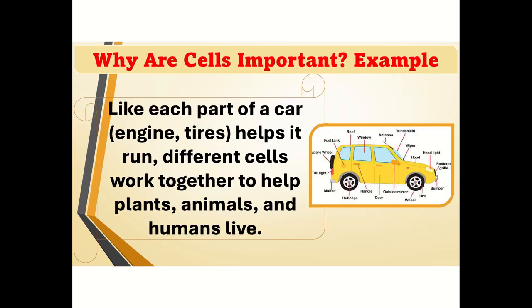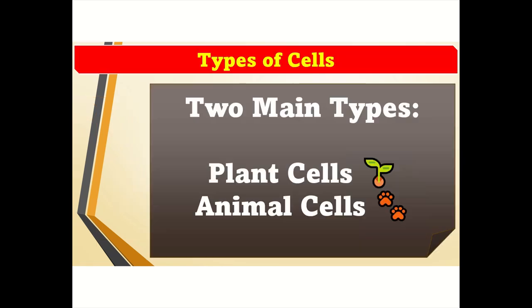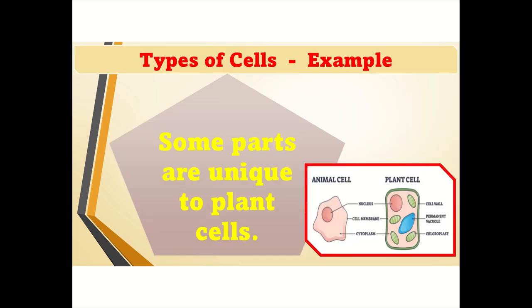Why are cells important? Example, like each part of a car, engine, tires, helps it run, different cells work together to help plants, animals, and humans live. Types of cells. Two main types: plant cells and animal cells. Example, some parts are unique to plant cells.